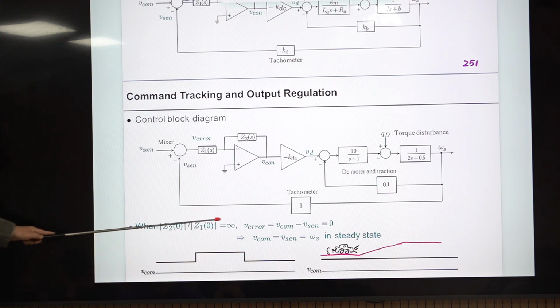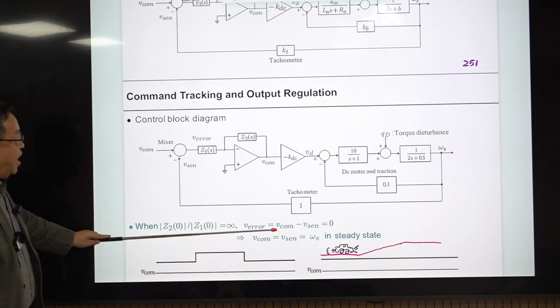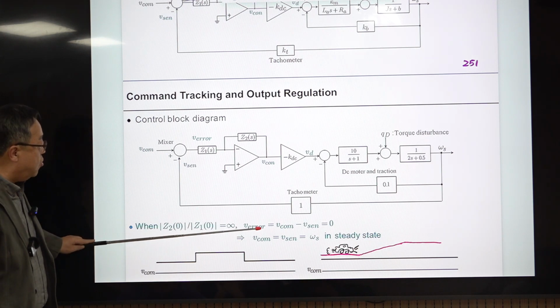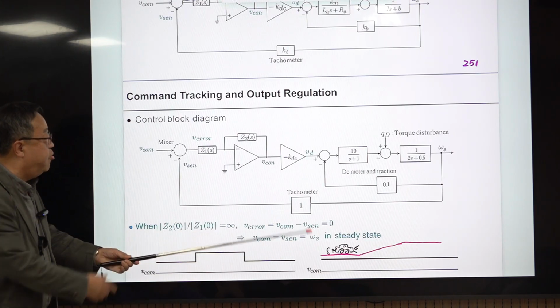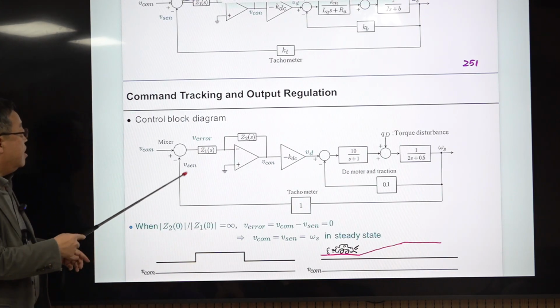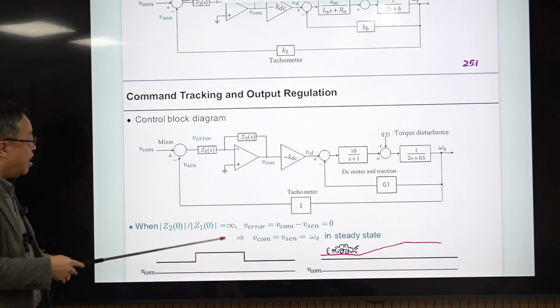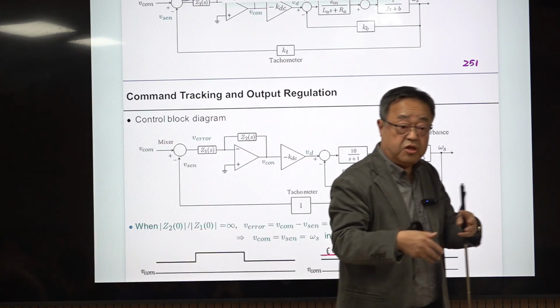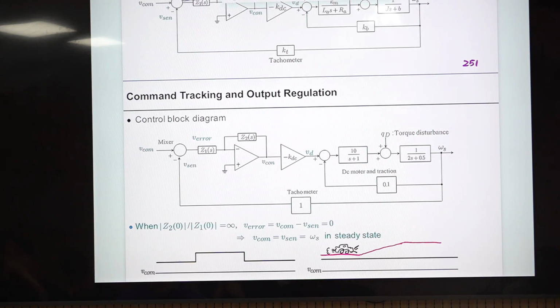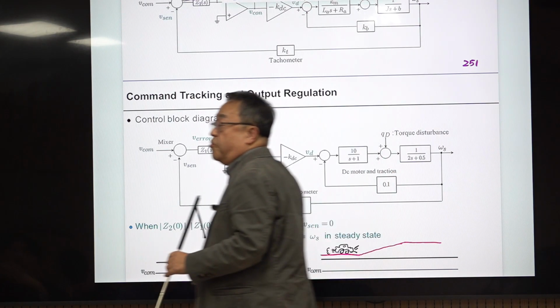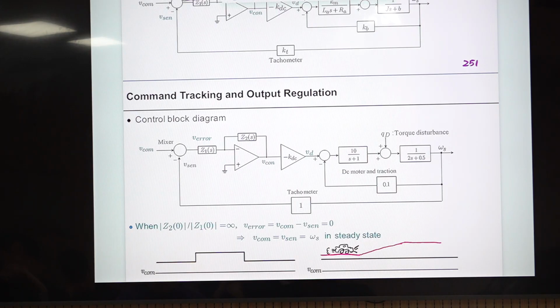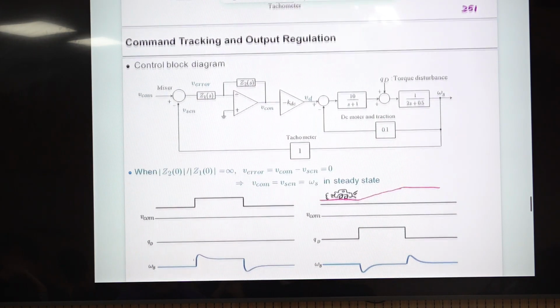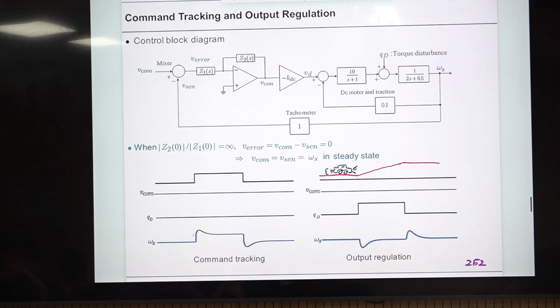So that means this V error is 0, then the output of this tachometer is the same as this command signal. So you are closely regulating the rotational speed of the tire or speed of this vehicle. That is the command control. This is the fundamental objective of using a feedback system. So this is called command tracking.